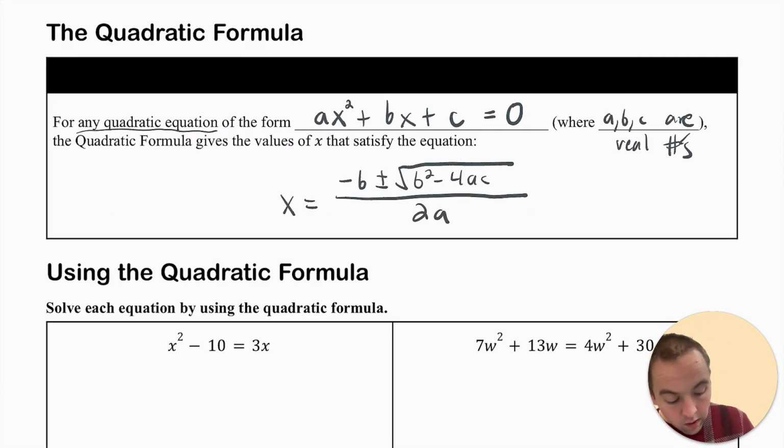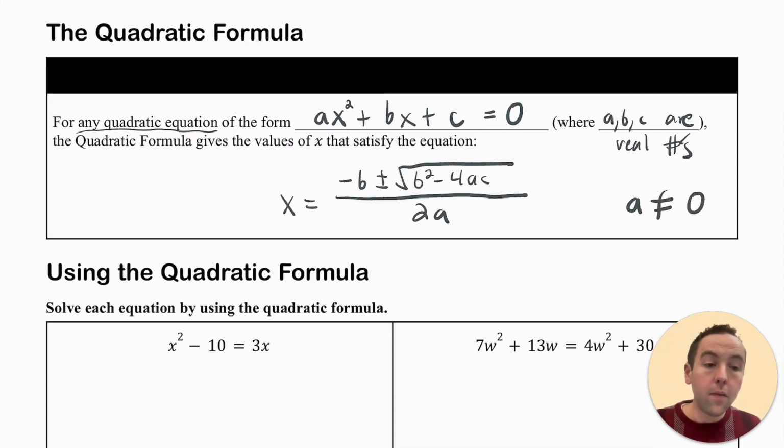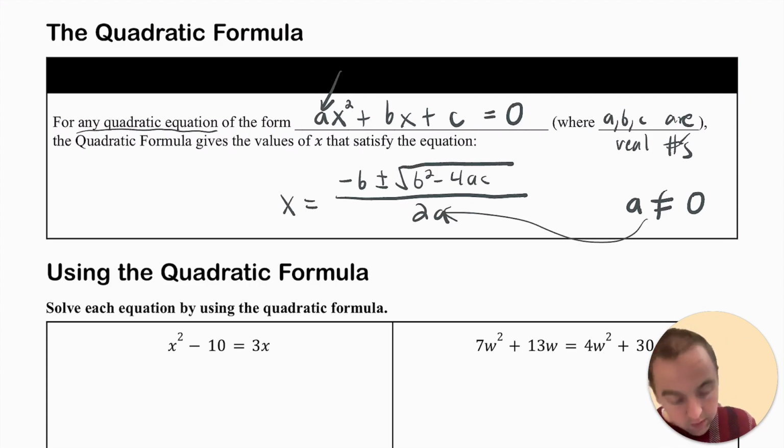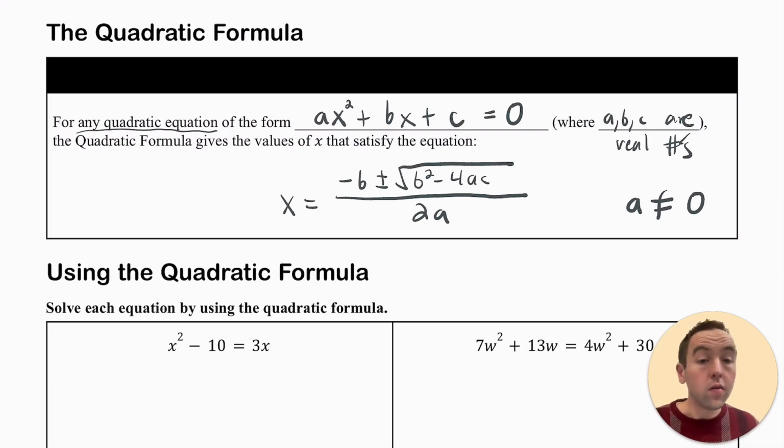We just have to note that a cannot be equal to 0. The reason is that if a were equal to 0, then you would have a 0 in front of your x squared, which means it's not going to be quadratic in nature. It would reduce down to just bx plus c, something that would be linear in nature. That would also be a problem because if a was 0, you'd have an a on the bottom, so you'd end up dividing by 0, which is undefined. So it makes sense that a cannot be equal to 0. Realize that the quadratic formula can only be used on equations that are quadratic.